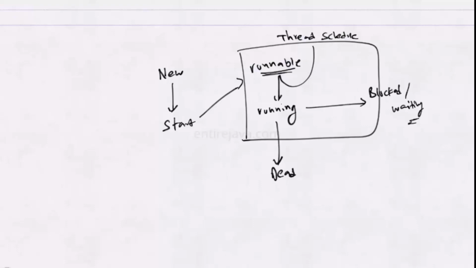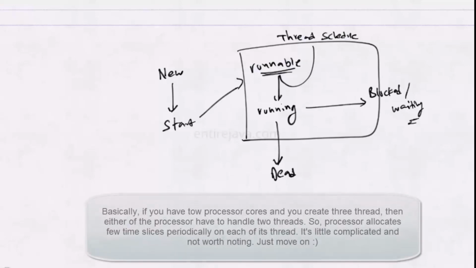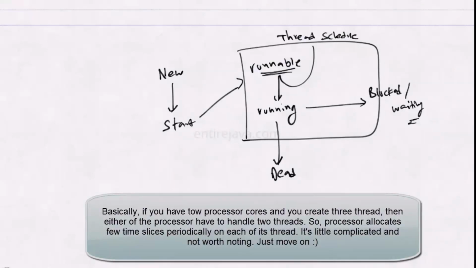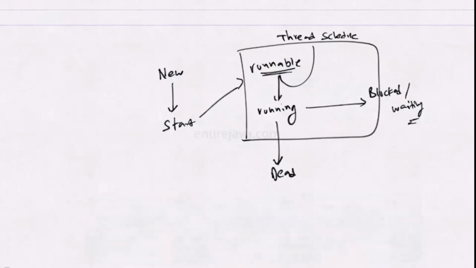And a thread which is in running state can go back to runnable state depending on time slices of the processor. And a thread which is either blocked or in waiting state can go back to runnable state once the resource for which it is waiting is freed, or after all the priority threads came to the dead state. So that's how the life cycle of a thread works. It's as simple as that.